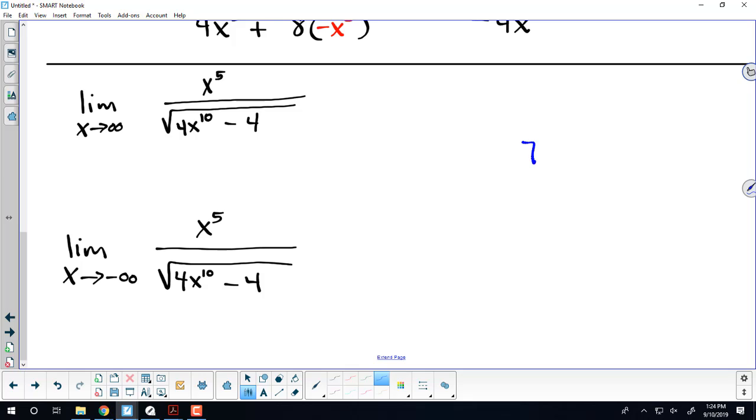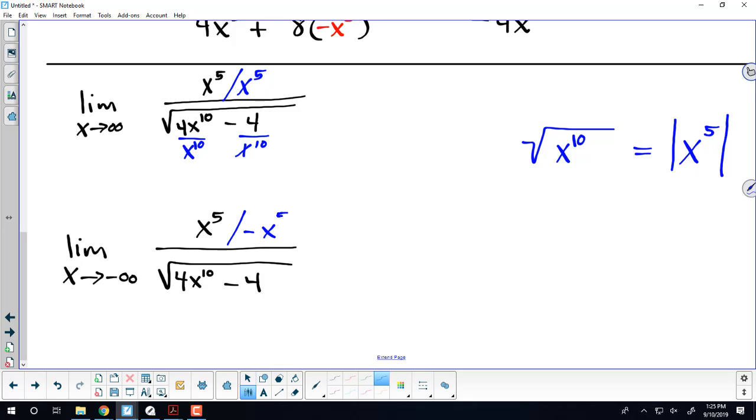So over here, I'm going to think, what is the square root of x to the 10th equal to? Yeah, it's the absolute value, because if we say x to the 5th, that's not correct. X to the 5th can be positive and negative. We want to make sure it's always positive. But since we're approaching positive infinity, for the things under the radical, I'm just going to divide by x to the 10th, and divide by positive x to the 5th up here. If I'm approaching negative infinity, I'm going to divide by negative x to the 5th, still x to the 10th under the radical. That's really all of those problems like that. They always boil down to that.